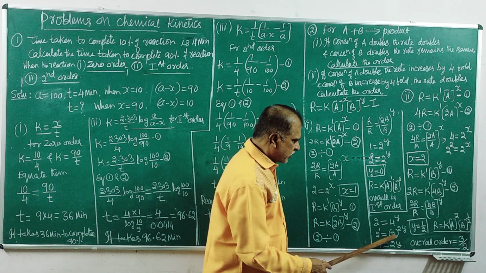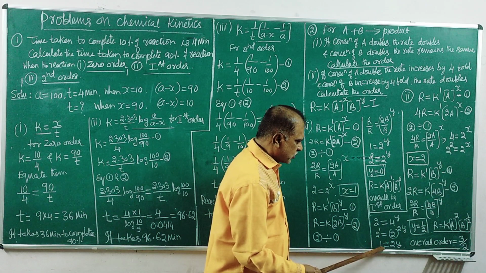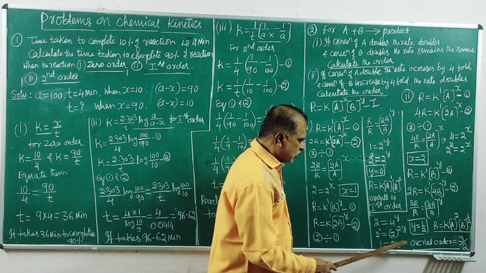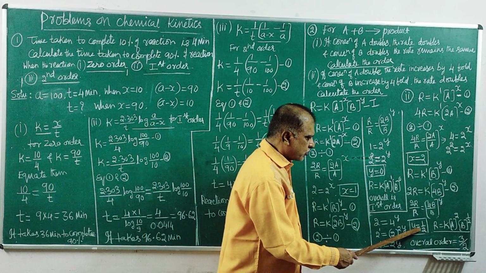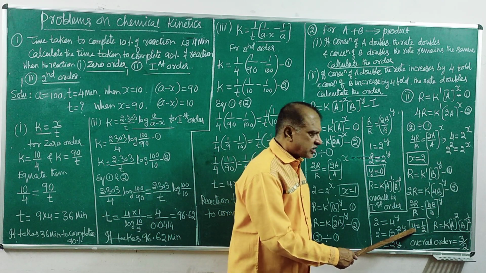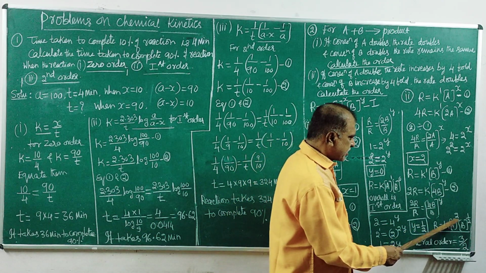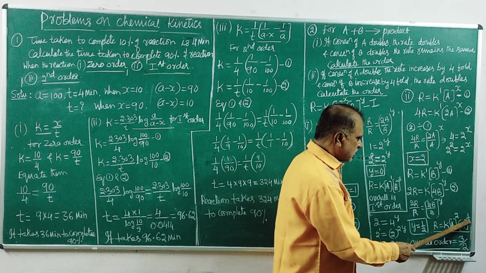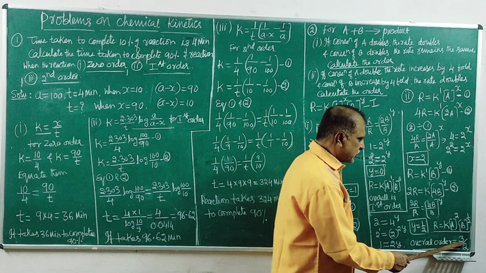So 2 to the power of 1 equals 2 to the power of 2y. Exponents are equal, 1 equals 2y. Y equals 1 by 2. So the value of y is a fractional value. So the rate of reaction is this one with these exponents. So the overall order is 3 by 2.